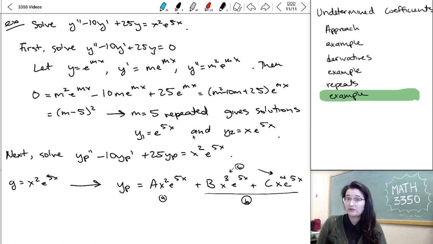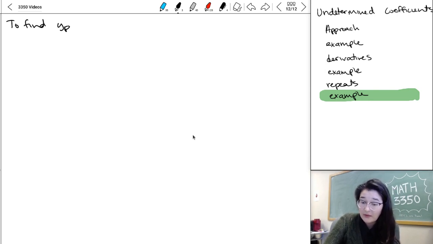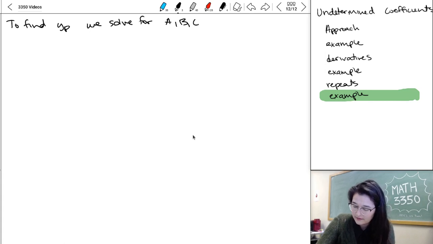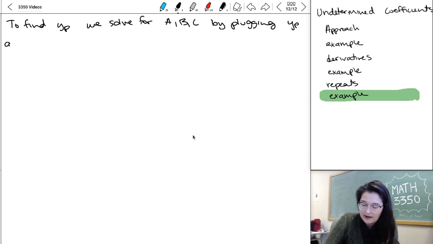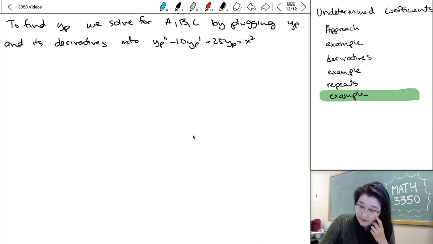And I'm going to move to the next page. So go ahead and pause if you're still writing all that. And we're not going to do this whole problem. I'm just going to remind you that to find y sub p, we're going to solve for a, b, and c by plugging y sub p and its derivatives into that equation I wrote on the previous slide, yp double prime minus 10yp prime plus 25yp equal to x squared e to 5x.